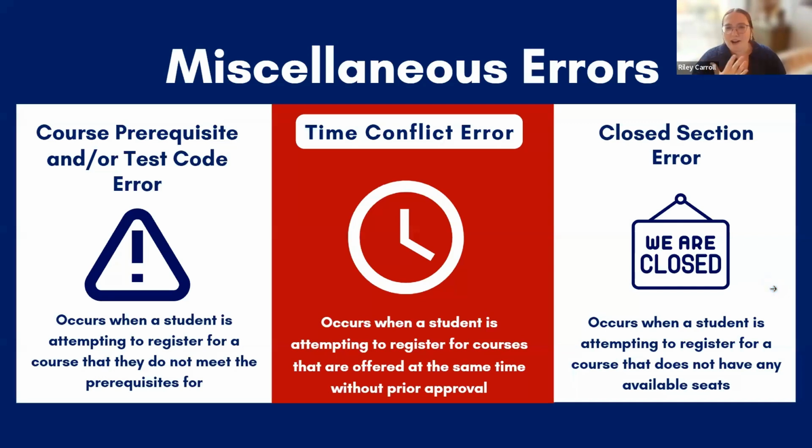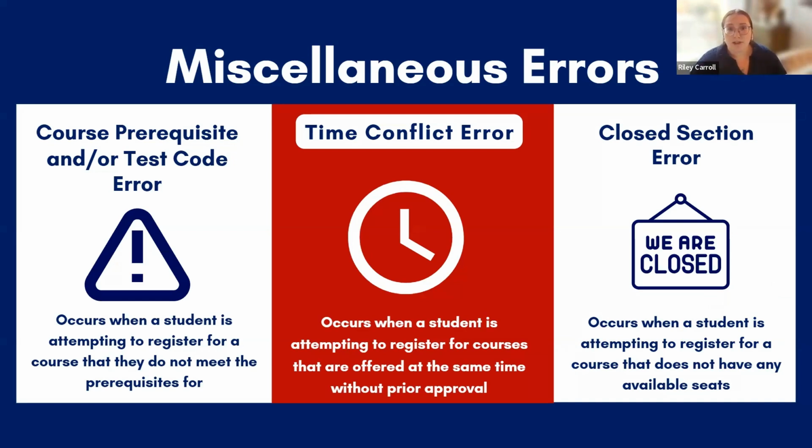All right, and so now on to some miscellaneous errors. Beyond the errors we've already discussed, there are just a few general, I call them miscellaneous errors that you might run across. So the first, which is really common, especially in your first semester of registering, is the course prerequisite and/or test code error. This error code occurs when a student is attempting to register for a course that they do not meet the prerequisites for, either through a placement exam or through prior coursework.